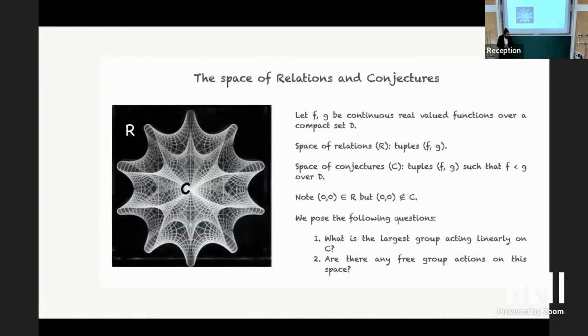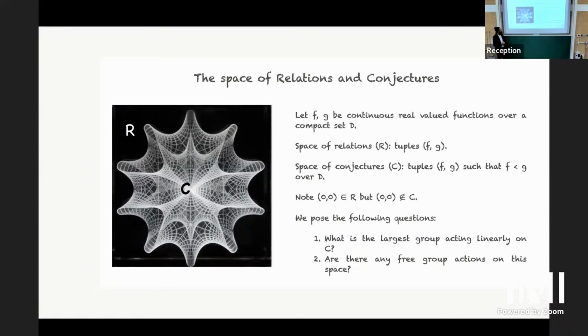So let's start getting a little more concrete. Let's define a couple of different spaces. Very broadly speaking, we have two spaces. One we call the space of relations, and the other we call the space of conjectures. The space of relations consists of mathematical statements of the inequality form that may or may not be true. In fact, they might even be false. So things like 1 less than 0 will be a point on this space of relations.